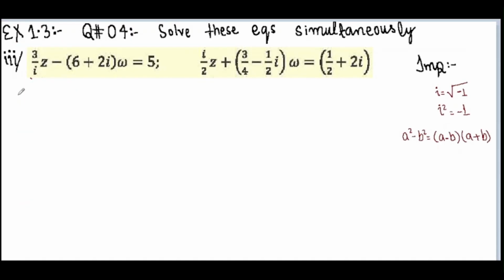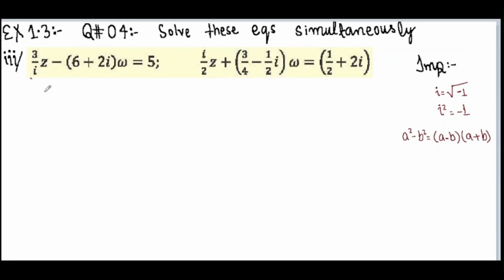Now we are going to start the next part of question 4, which is part number 3. It says 3 by iota into Z minus 6 plus 2 iota into W equals 5. And the second equation is iota by 2 into Z plus 3 by 4 minus 1 by 2 iota into W equals 1 by 2 plus 2 iota. Here we can see that first of all we have to rationalize this term so that we can remove the denominator from this whole equation, and we have to take LCM over here and then multiply all these terms by 4 so that we can remove 4 and 2 from the denominator.